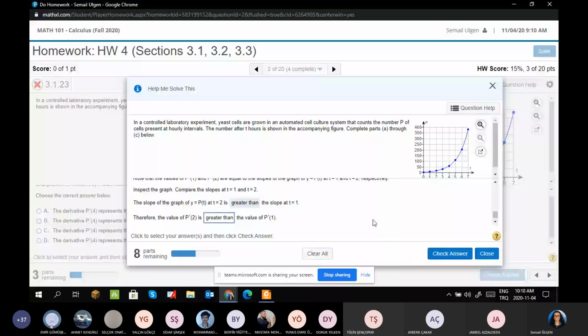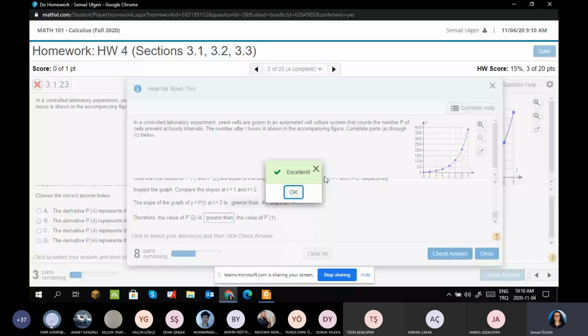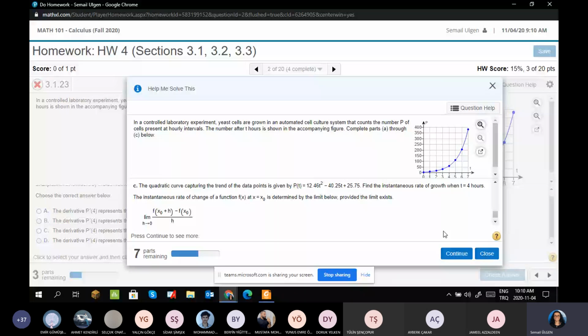Okay, very good. The quadratic curve capturing the trend of the data points is given by P of t. Find the instantaneous rate of growth when t is equal to 4 hours. So they are asking about instantaneous rate of growth. Whenever we talk about the instantaneous rate of growth or instantaneous rate of speed, we should remember the derivative. Find the instantaneous rate of growth when t is equal to 4.